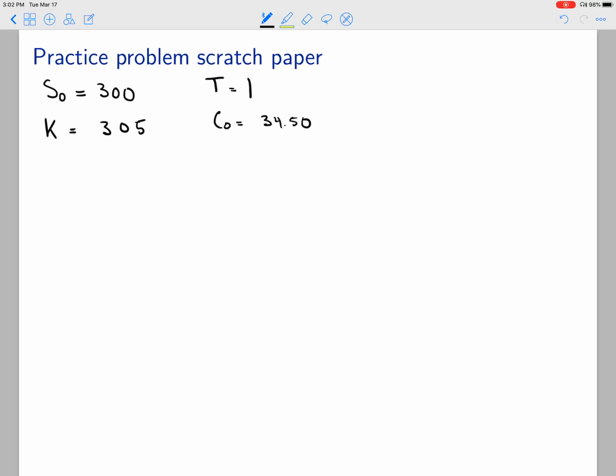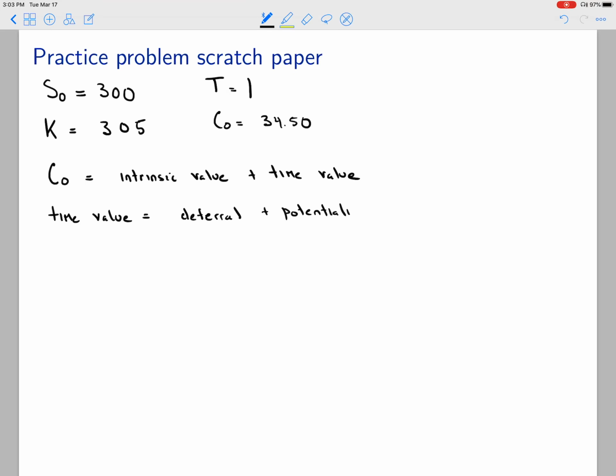In parts 1 and 2, we want to decompose the call option price, C sub 0, into intrinsic value plus time value. And in part 3, what we want to do is further break down time value into its two components. It's going to be equal to deferral, or the deferred payment value, plus the potentiality value.